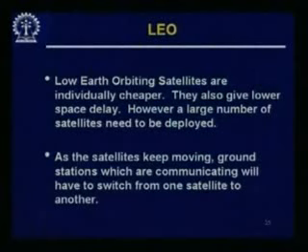So, low Earth orbiting satellites are individually cheaper. They also give lower space delay. Now, the space delay is much less because you are that much nearer. However, a large number of satellites need to be deployed. As the satellites keep moving, ground stations which are communicating will have to switch from one satellite to another. This is what I was talking about. So, once again quick handoffs will be required.